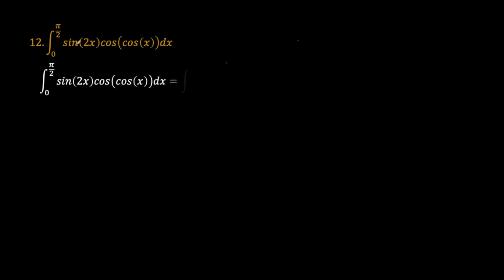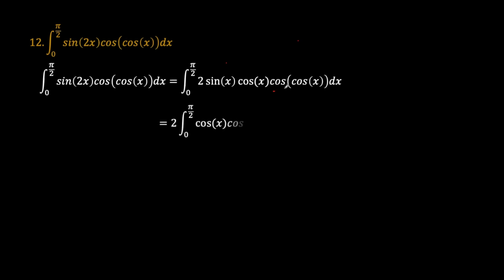So problem 12 is the integral of the product of sine 2x and cosine x, from x equals 0 to pi over 2. So what you'd want to do is to express this sine 2x in the single angle form. So we have 2 sine x cosine x times the cosine of cosine x. And then looking at this component and also looking at sine x, the sine x is the same as the derivative of negative cosine x.